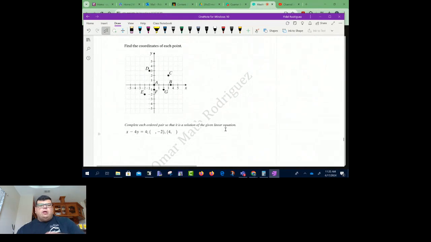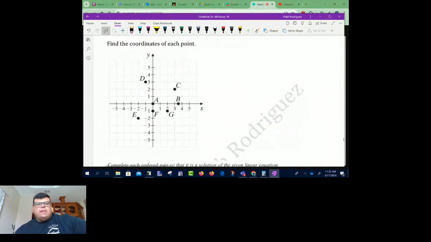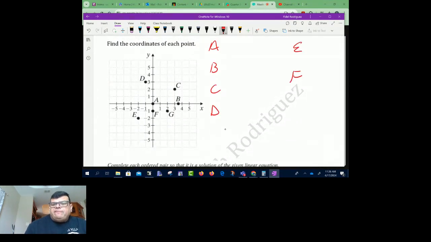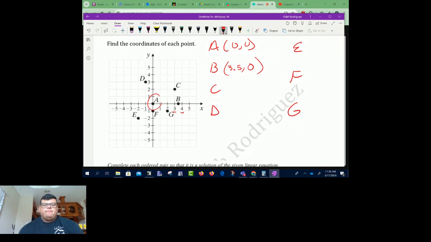Okay. And y'all, what I'm going to do for this problem here is I'm going to find the coordinates of the point. So y'all, just kind of like the way we did before, we got some points here, A, B, C, D, E, F, and I think we even have a G. What I want to do is I want to see if we can find the coordinates of the point. Okay, so here's the point A. Y'all, the point A is right in the middle. That's the point 0, 0. Y'all, the point B is between 3 and 4. So that's 3.5. But because we didn't go up or down, the second number is 0.